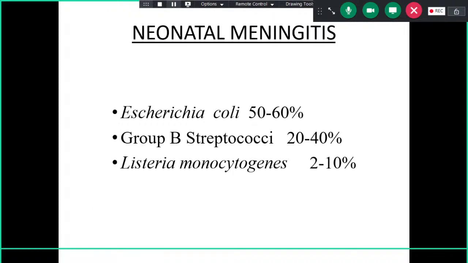I have included this just to complete this story. In addition to this, acute bacterial neonatal meningitis is caused by these three organisms: Escherichia coli with K1 capsule, group B streptococci, and Listeria monocytogenes. As I already told you, these three are present in the birth canal of pregnant women. So during delivery, these are acquired by the baby.